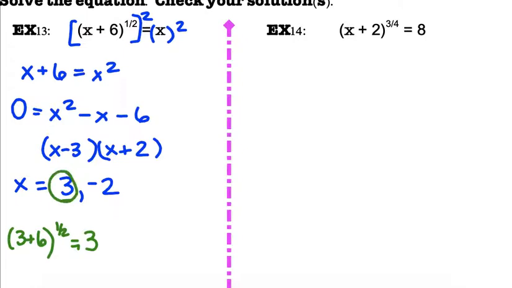Let's try the -2. -2 plus 6 is 4. 4 to the 1/2 is 2. But I was supposed to get a -2, so that does not work. So -2 is what we call an extraneous solution.